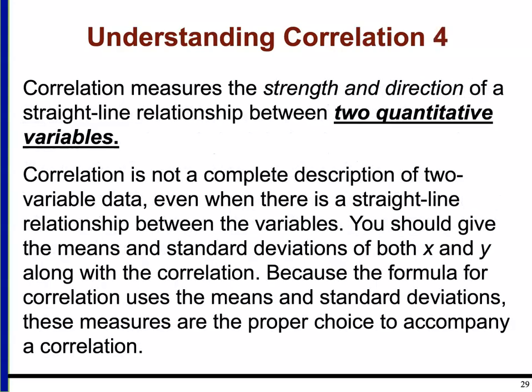And then finally, since correlation is measuring the relationship between these two variables, we absolutely have to be looking at two quantitative variables. This does not work for categorical variables. Now, correlation is not a complete description of this two variable data, even if it's a very good straight line relationship. You would always want to give the mean and the standard deviation along with the correlation so that you can provide a full picture of the data.